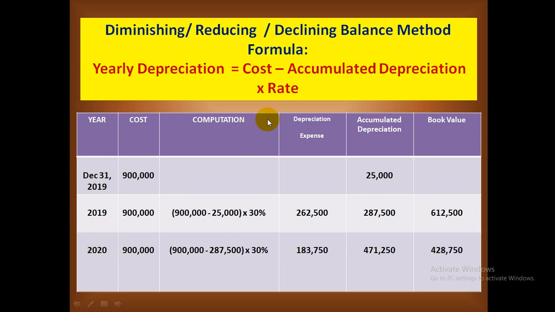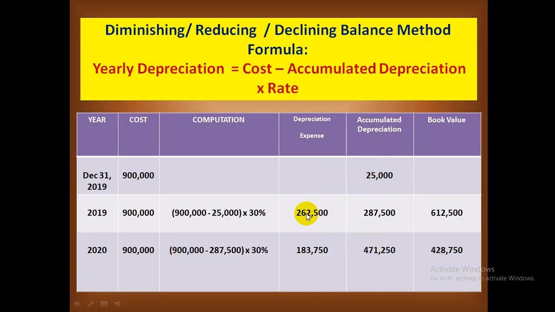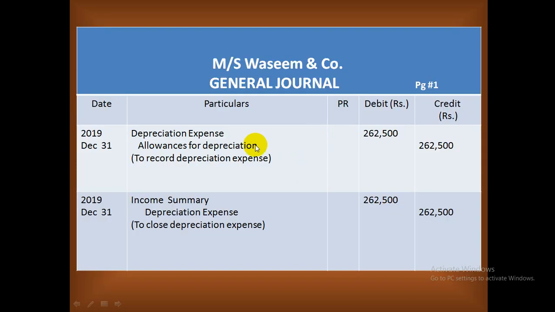Now let's move to the next requirement, the journal entry for 2019. Depreciation expense for this year as calculated by us is 262,500. So the journal entry will be expense debit, allowance for depreciation credit, and in the closing entry we will be debiting income summary and crediting depreciation expense. So that's about 2019's journal entries, adjusting and closing.